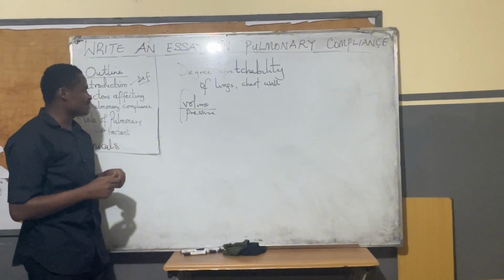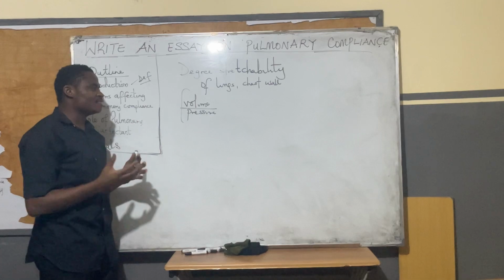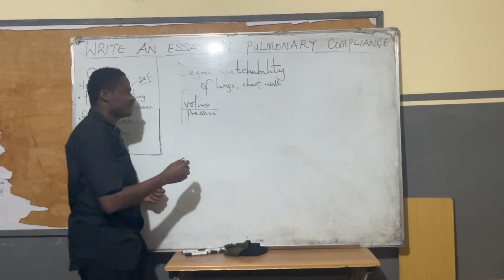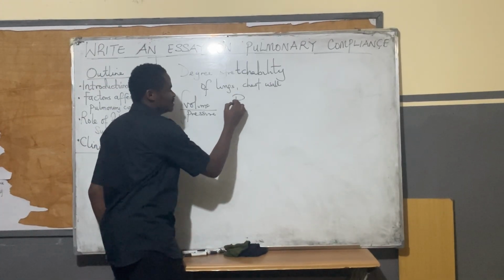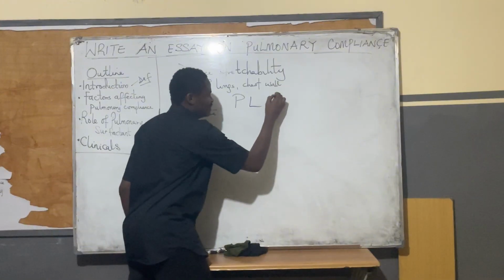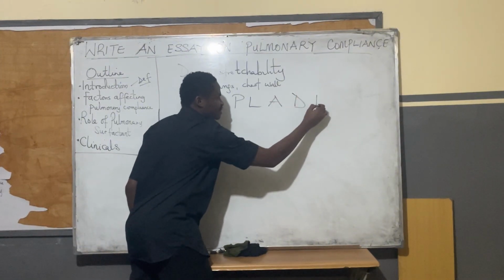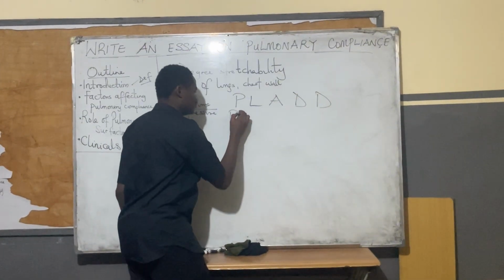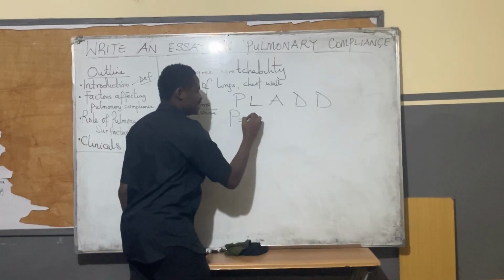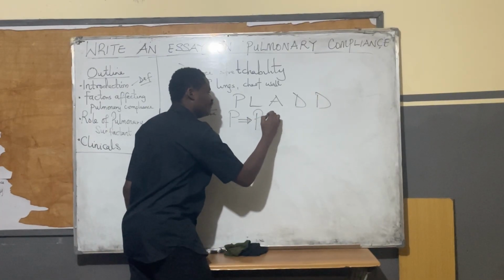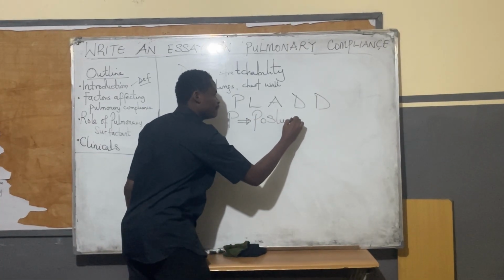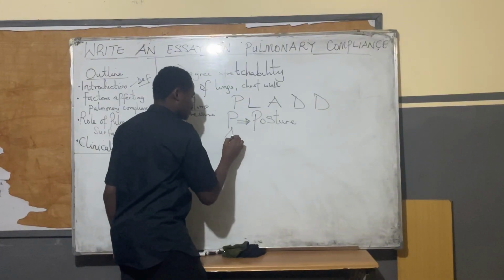What about the factors that affect pulmonary compliance? So the factors that affect pulmonary compliance, you remember it with a P, an L, an A, and a DD. Now let me decode it simply for you. For the P, it stands for posture.